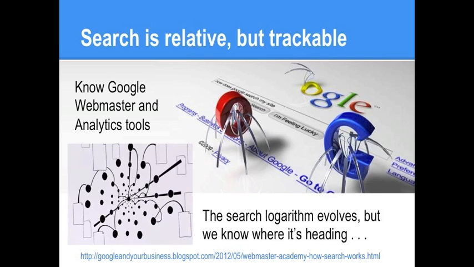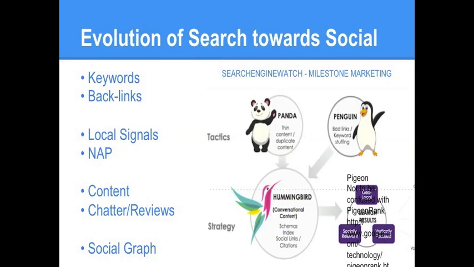Search is relative but trackable. You want to know Google Webmaster and you want to know your analytics tools. The Google search algorithm evolves, but we have an idea where it's heading. We don't know the specifics, but we know the general direction. So I'm going to give you a little bit of an overview of how things have evolved in getting ranked in Google. This comes from Search Engine Watch via Milestone Marketing, a great bunch out of Dallas that does a lot of work.